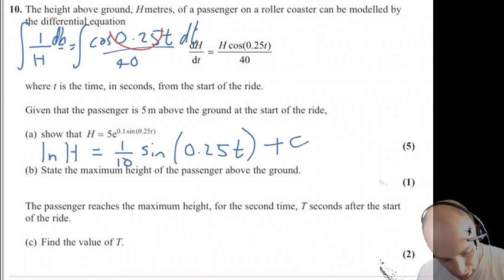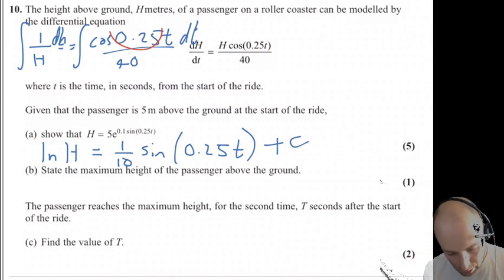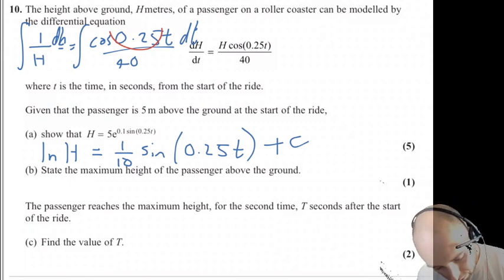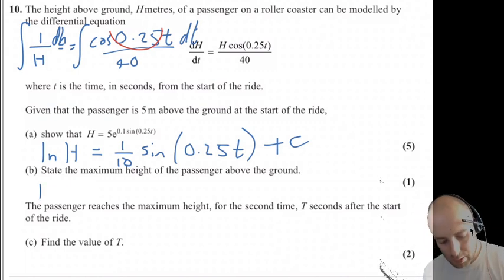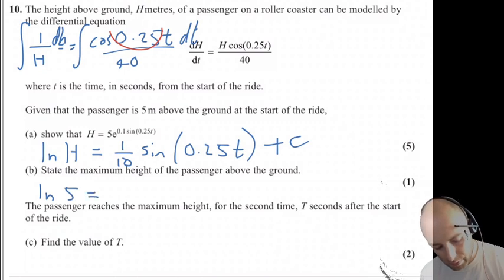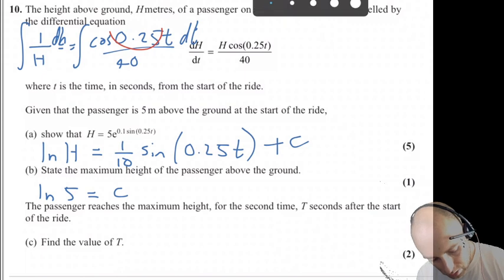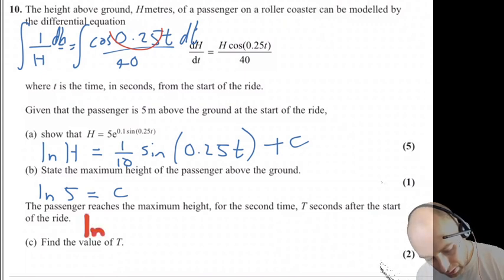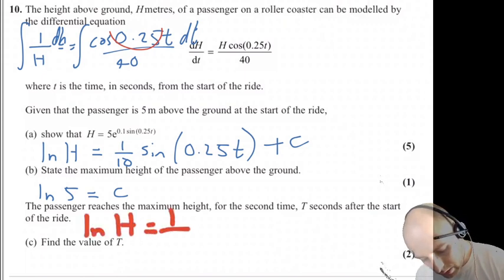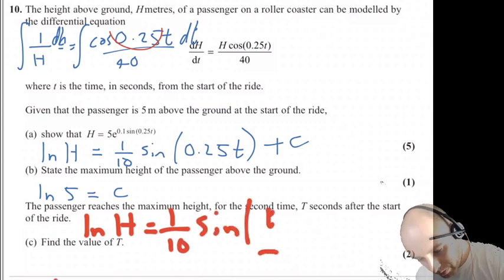Yep. Okay. So given the passenger starts off 5 meters above the ground, we know ln 5 sine of 0 is 0, so ln 5 equals c. So I can rewrite the whole thing as ln h is 1 over 10 sine. I'm going to call it t over 4 just to save some space now, plus ln 5.